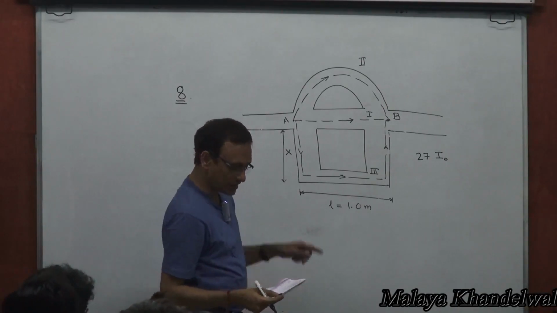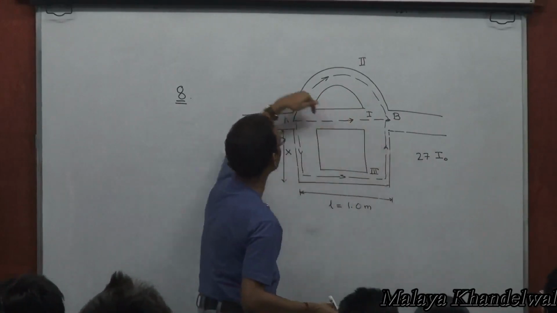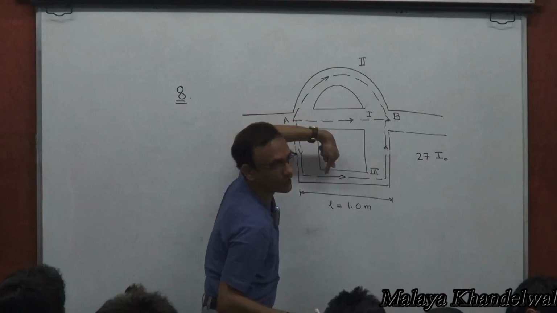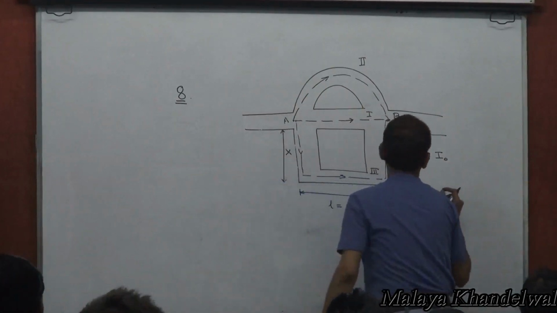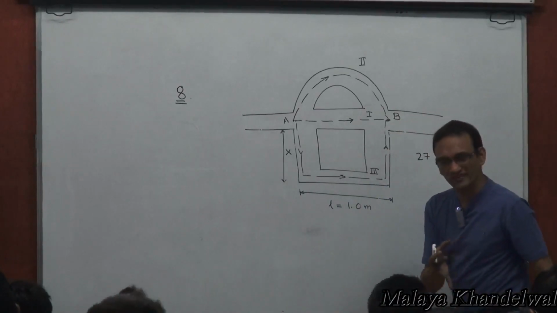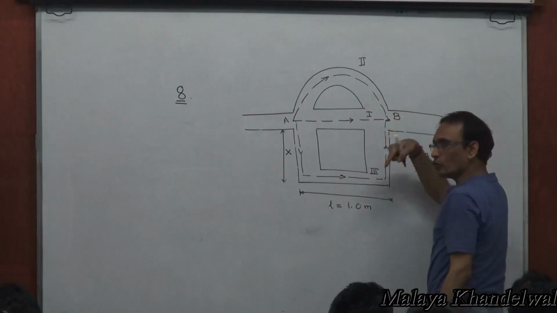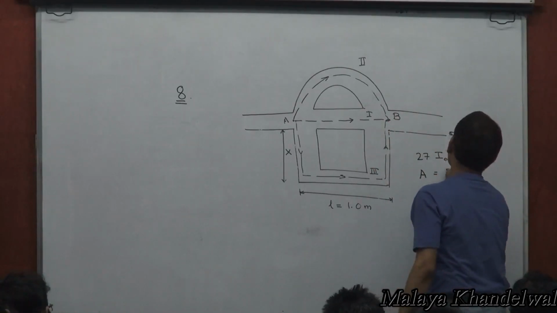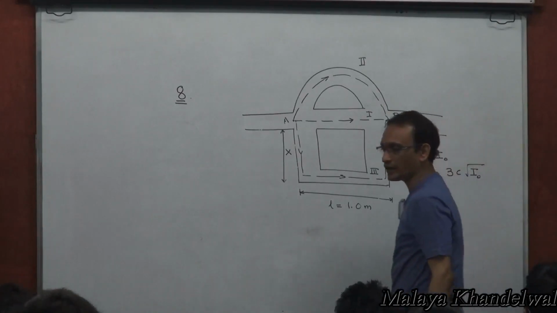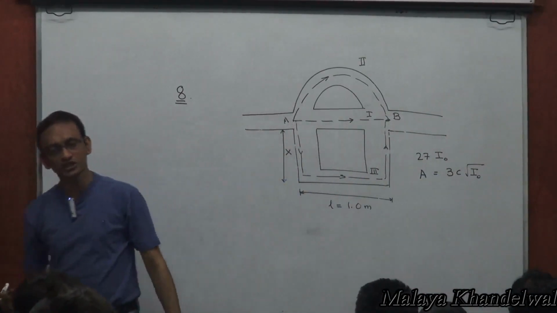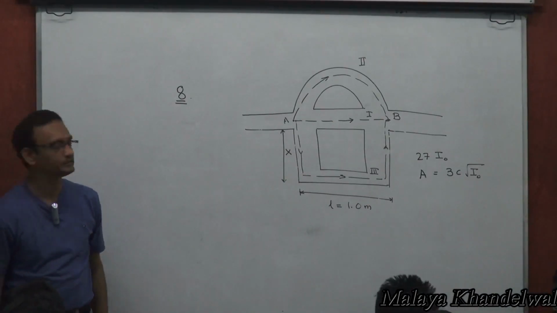Assume that sound energy is equally distributed along the three paths. That means 27 I naught means 9 I naught, 9 I naught, 9 I naught. Right? Equally distributed. That means the amplitude will be proportional to square root of intensity. So the amplitude when it arrives at B for all the three disturbances would be some constant into 3 root I naught.